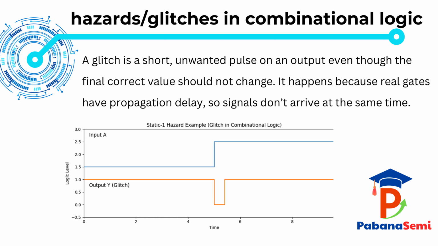This is called a static 1 hazard, because the output is supposed to stay at logic 1, but it momentarily glitches to 0. Glitches may look small, but in high-speed designs, they can cause serious problems, like false triggering, incorrect latching, or extra power consumption. So in practical design, engineers reduce hazards using proper logic minimization, adding redundant terms, using synchronous design techniques, or registering outputs with flip-flops. Understanding hazards is critical, especially in ASIC and high-speed FPGA designs.